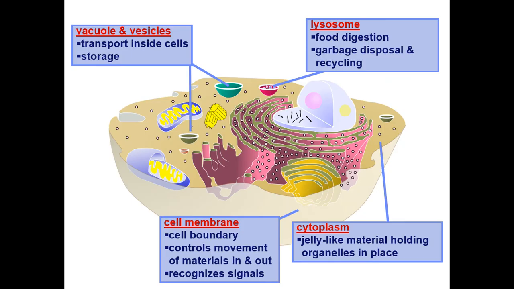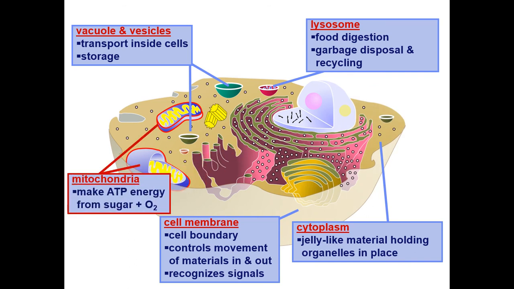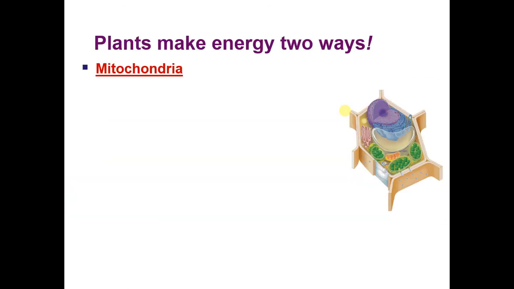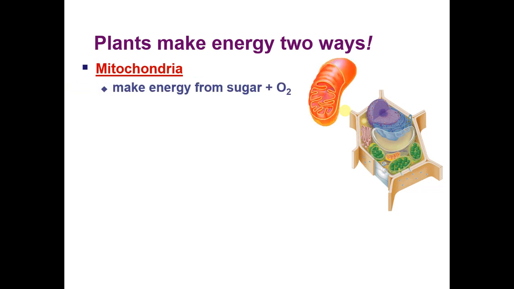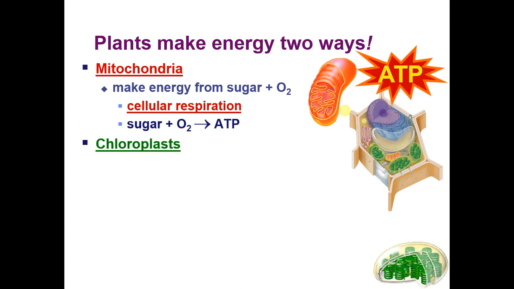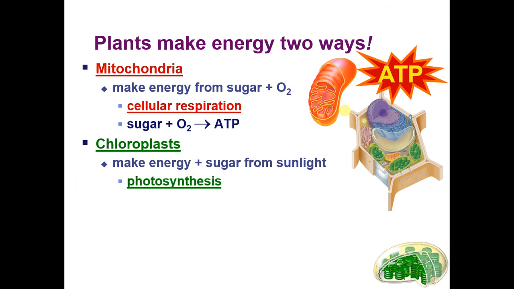So now we'll add our mitochondria right there. Plants also have another way of producing energy. They have mitochondria just like animal cells, but they also have chloroplasts, which are these green things. That's what makes a plant green, is the chlorophyll and the chloroplasts that make energy and sugar from sunlight in photosynthesis. And we'll talk much more about these in the photosynthesis part of cellular energetics.